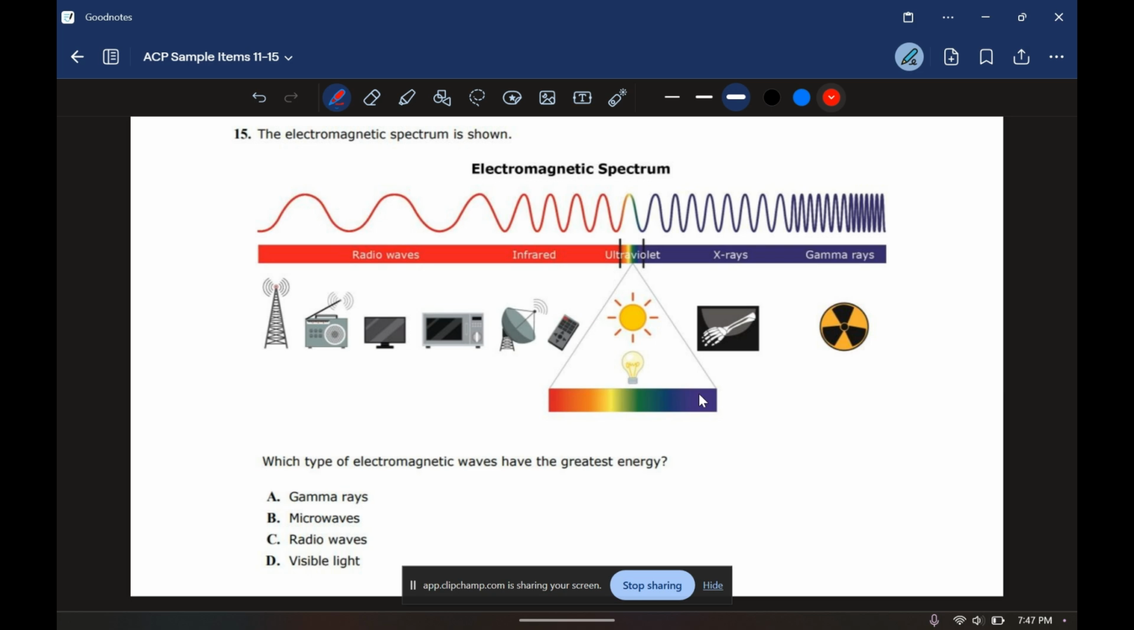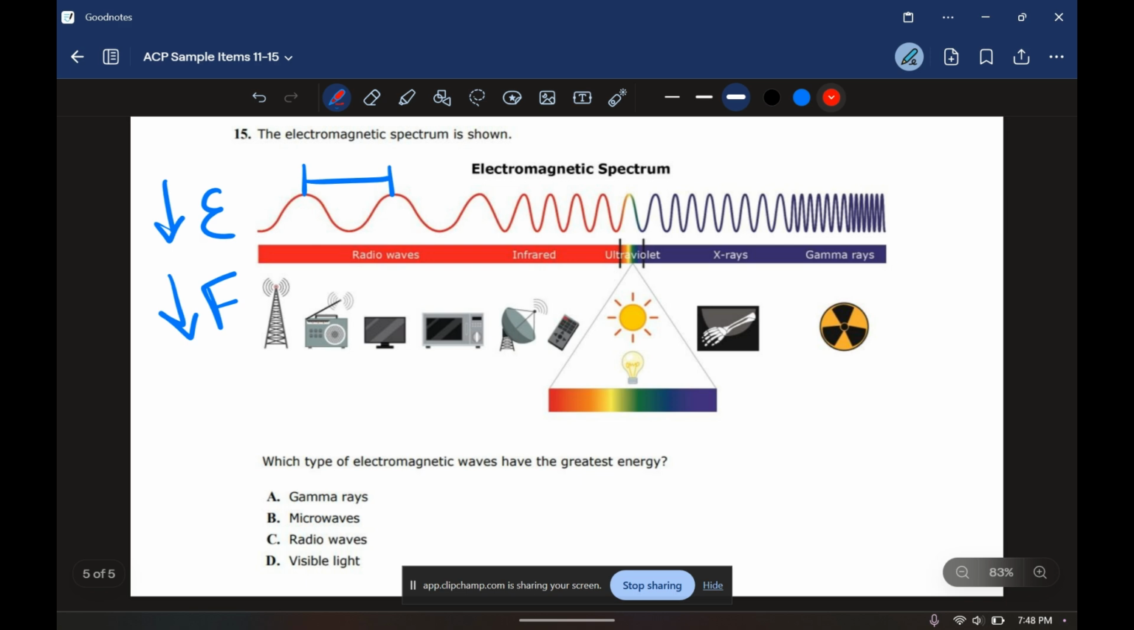Last question, question number 15. You have an electromagnetic spectrum shown. So you don't need to have the types of waves or radiation memorized. You just need to know how to read a spectrum when it's given to you. So you can see that over on the left, we have radio waves, and the wavelength is pretty long. Whenever you have a long wave, that means you're going to have low energy and low frequency.